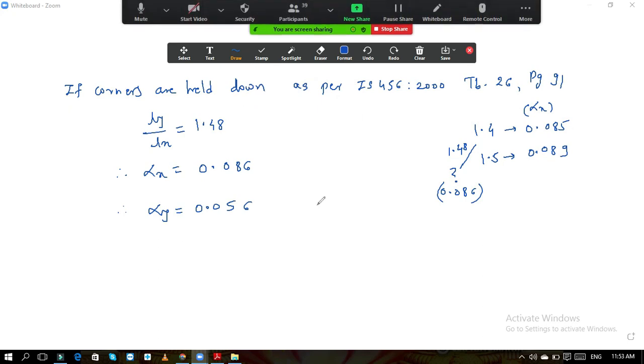So for today, it is sufficient. In the next lecture, we will calculate the bending moment.